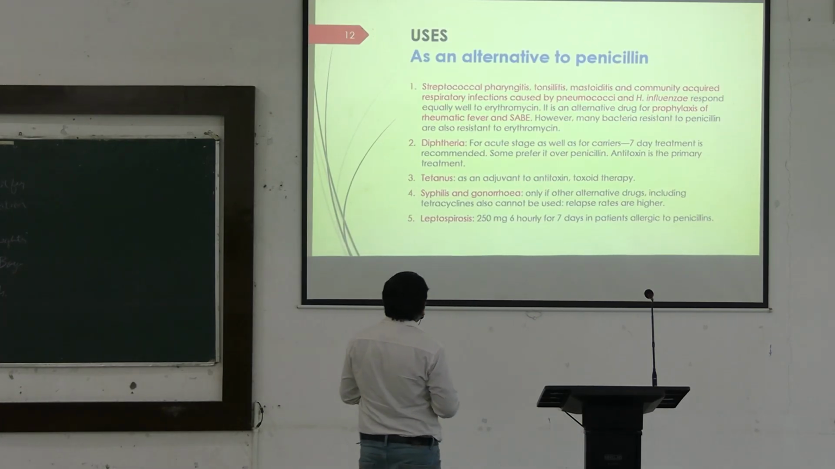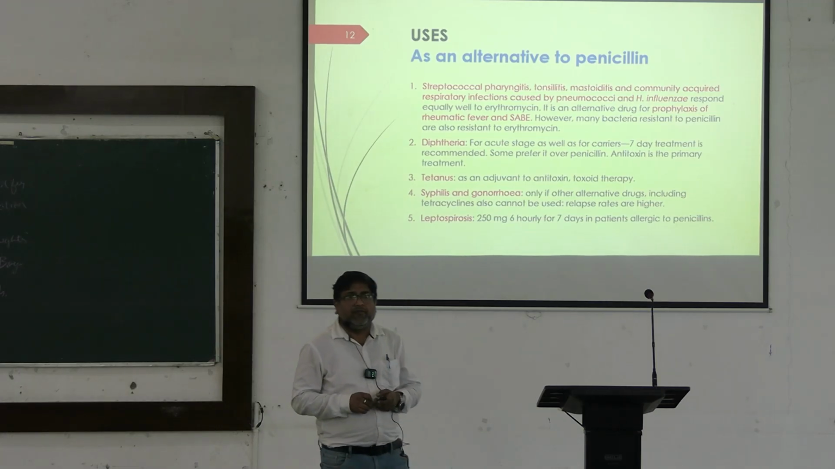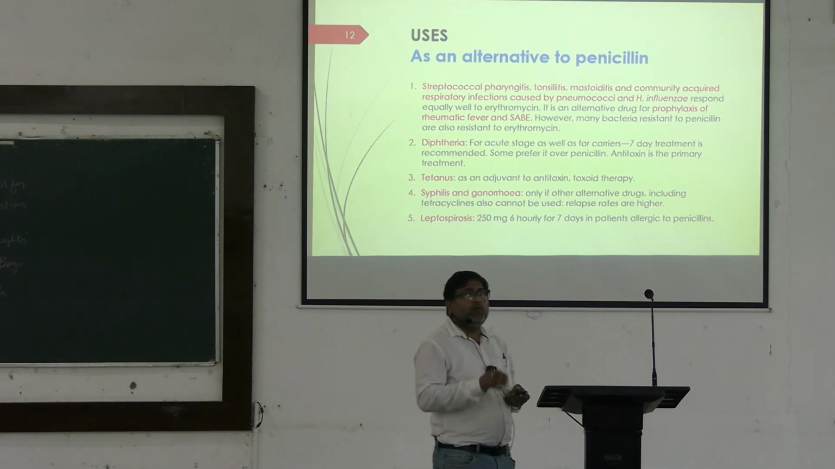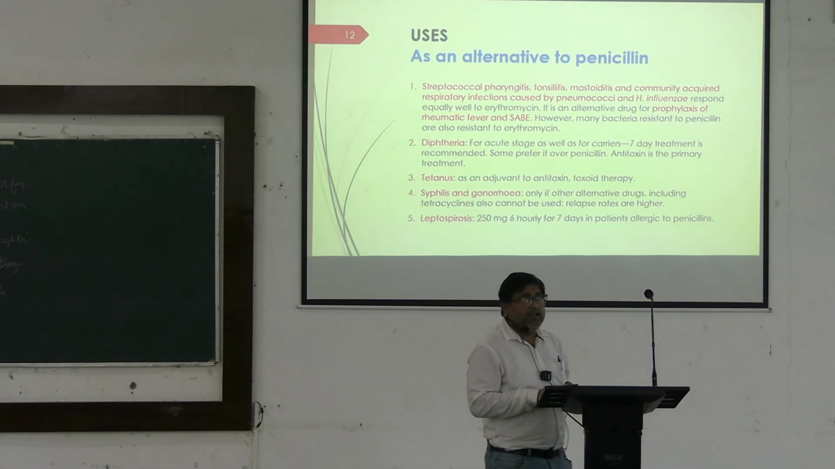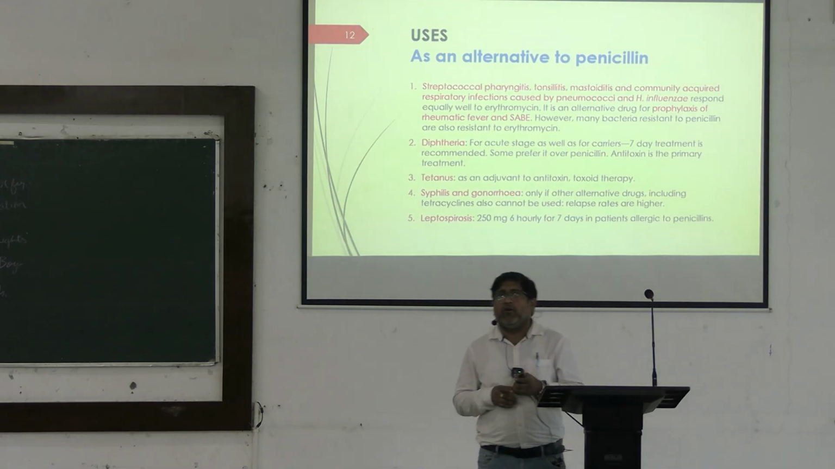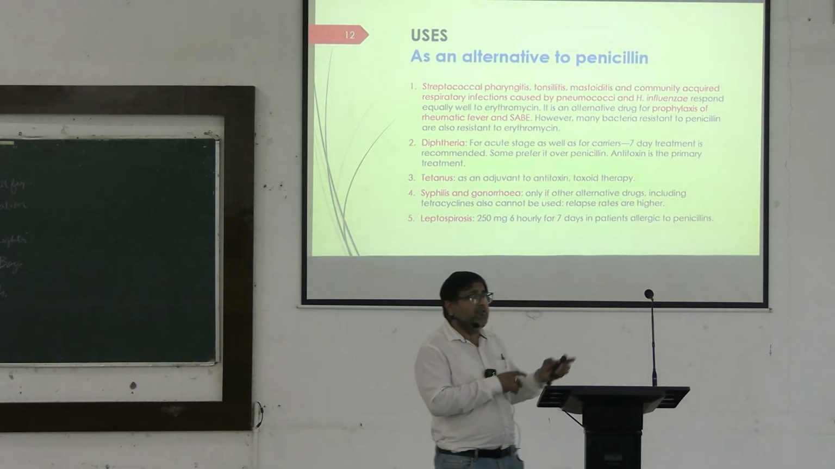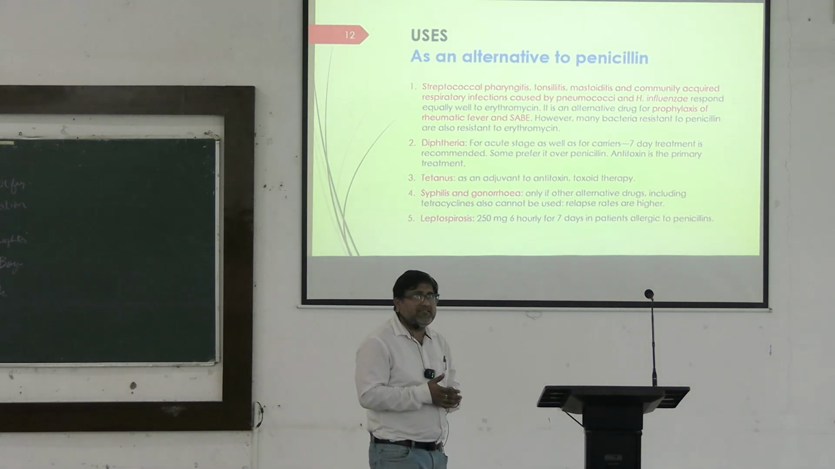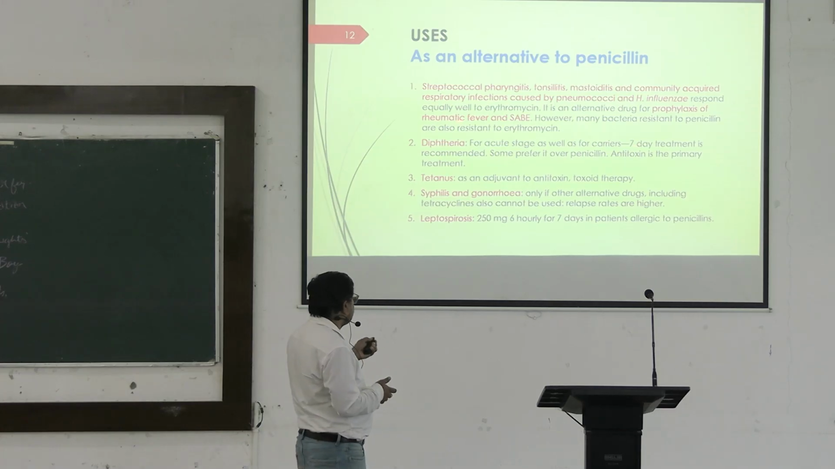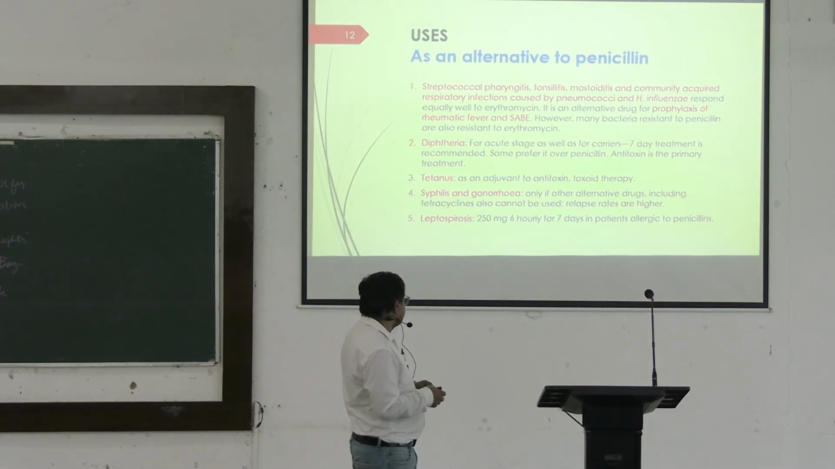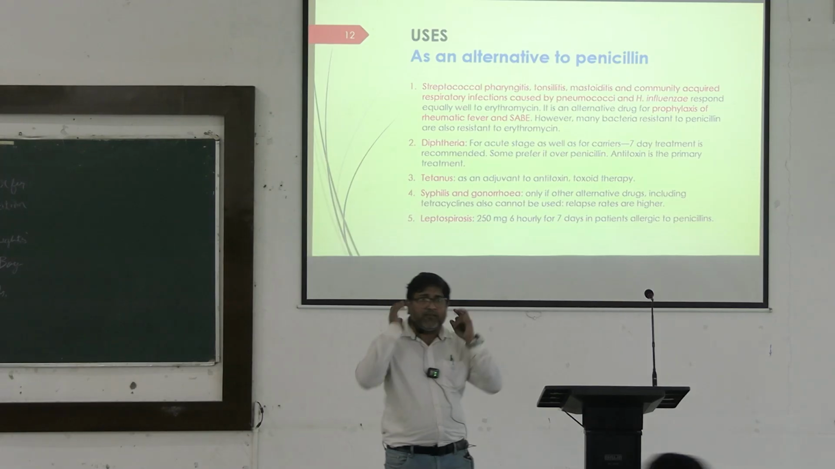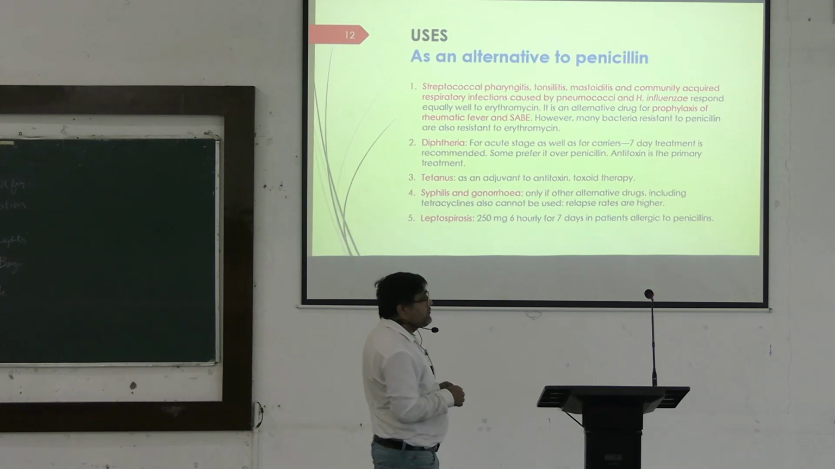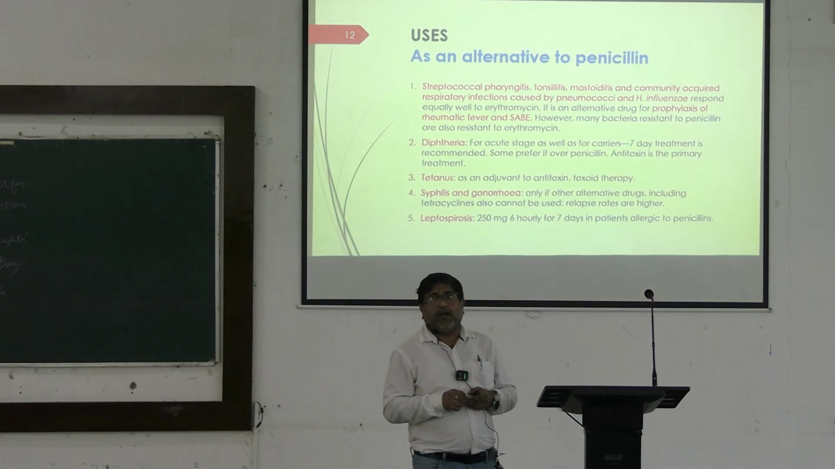Now coming to the uses of erythromycin, we are dividing it into three groups. Number one, as an alternative to penicillin, where penicillin cannot be given or the organism has become resistant. Here we can use erythromycin in streptococcal pharyngitis, tonsillitis, otitis media, and community acquired pneumonia caused by pneumococci and Haemophilus influenzae. It can also be used for the prophylaxis of rheumatic fever and subacute bacterial endocarditis.